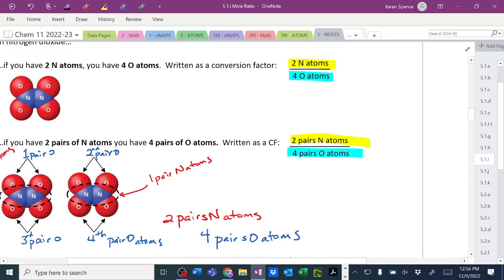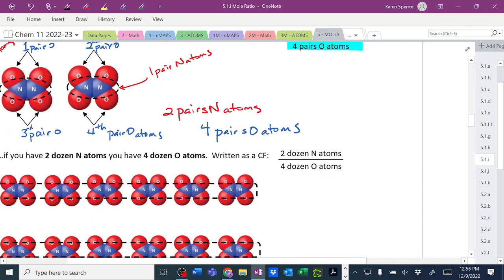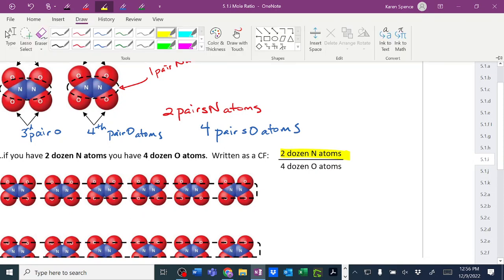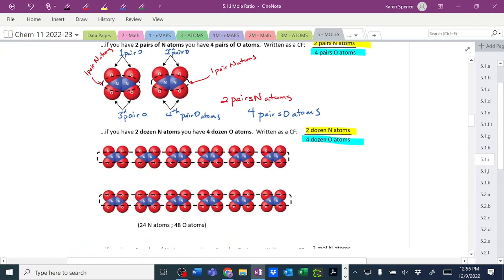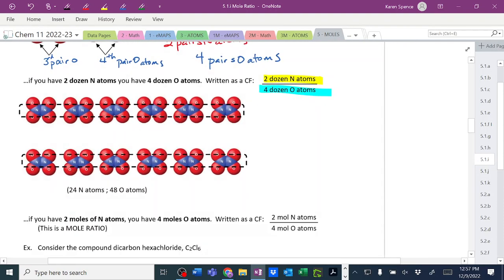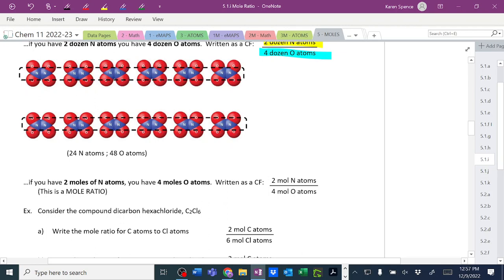Can you imagine what the ratio is going to be for dozens? What if I gave you 2 dozen N atoms? How many dozen O atoms would you have? You would have 4 dozen. So it's 2 dozen to 4 dozen. And you can go count them if you want to. I'm not going to do that. I've done that maybe enough. And then finally, we're absolutely not going to draw them out, but if you have 2 moles of N atoms, how many moles of O atoms do you have? 2 to 4. It's the same ratio over and over again.